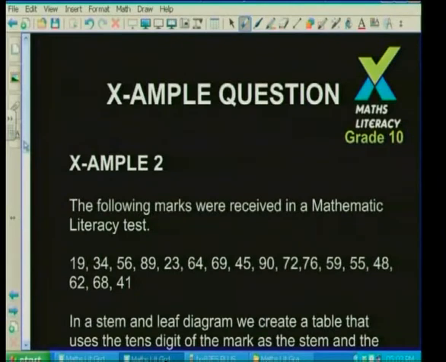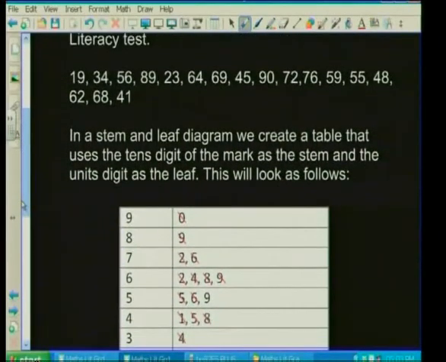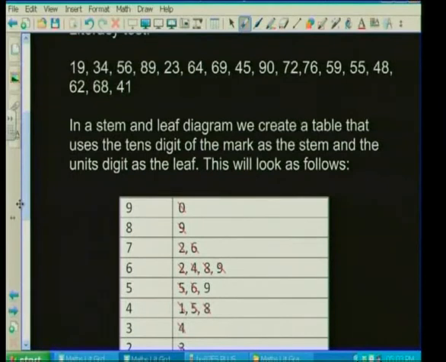The following marks were received in a mathematical literacy test. So we've got a class and they get a whole lot of marks. And here are the marks: 19, 34, 56, 89, 23, 64, 69. Now guys, the way we can write that down to make life easy for us is we can write the first digit. So 0, which represents any number from 0 to 9. A 1, which represents any number from 10 through to 19. A 2, which can represent any number from 20 to 29.